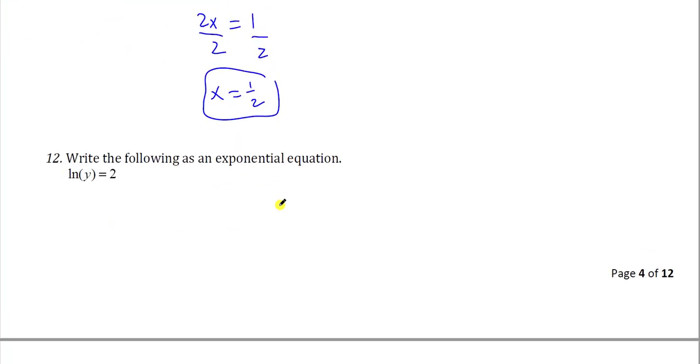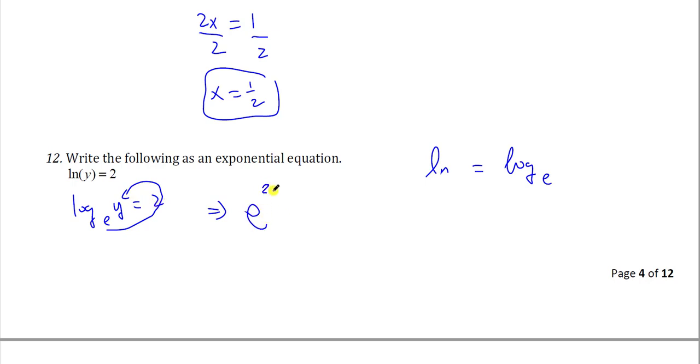And the next question, we are trying to write the following as an exponential equation. Now, ln is the log of base e, right? So I can rewrite ln y as a log of base e, y equal to 2. Now applying the logarithm's definition, e to the power of 2 equal to y. So you have e to the power of 2 equal to y, or y equals e squared, and that should be the exponential equation.